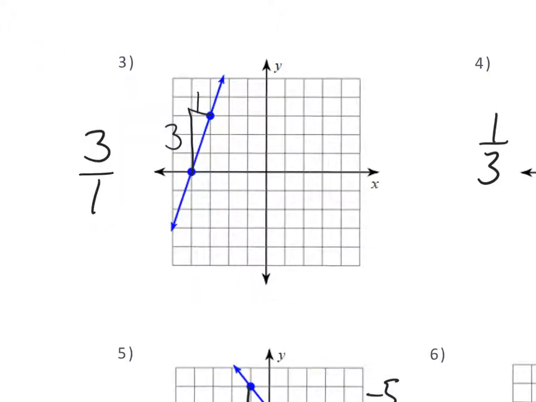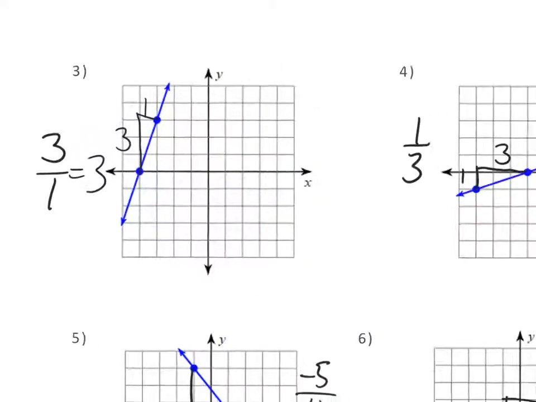Okay, now looking at the first one, I went ahead and drew my triangle. It went up by 3, so that's +3 to the right 1. So 3 over 1. This could also just be written as just 3. So you just have to remember that, hey, these mean the same thing. They both give me the same thing.